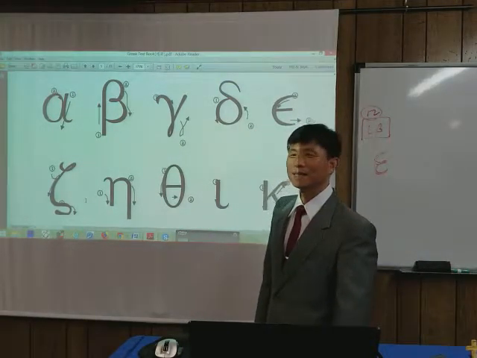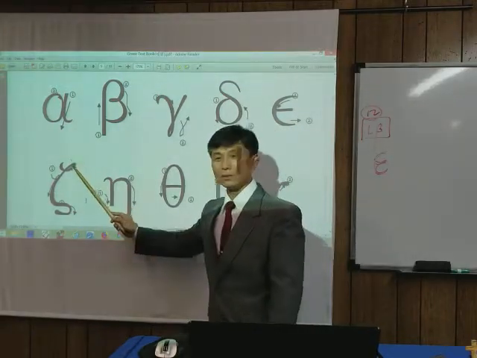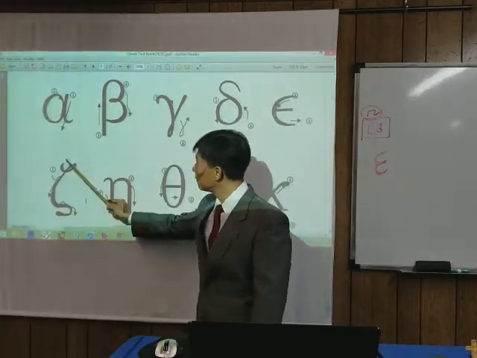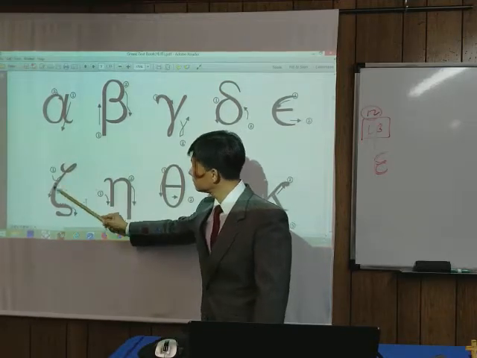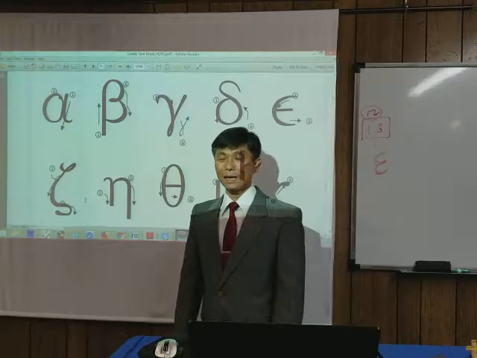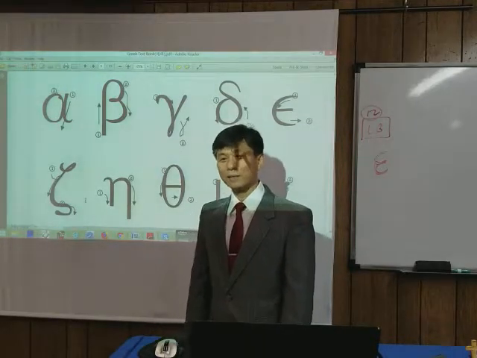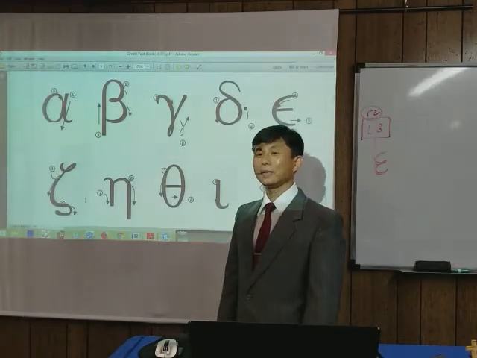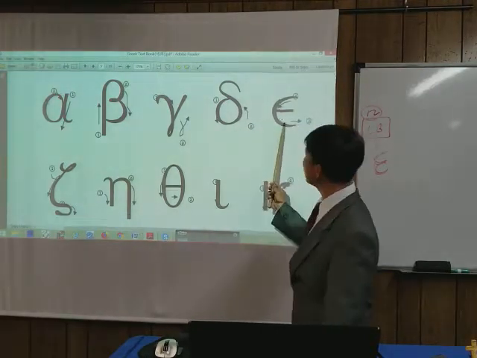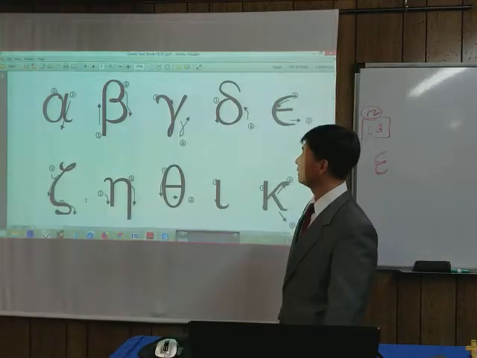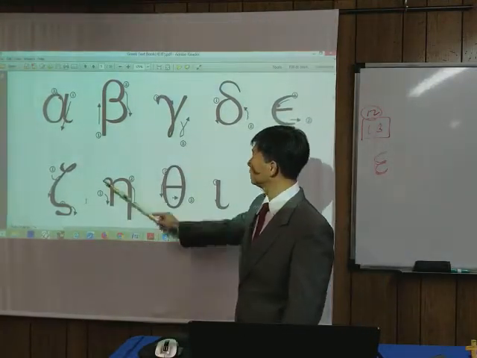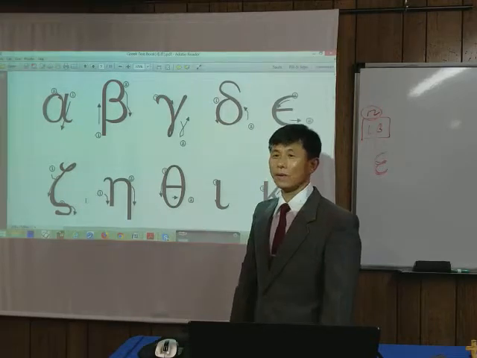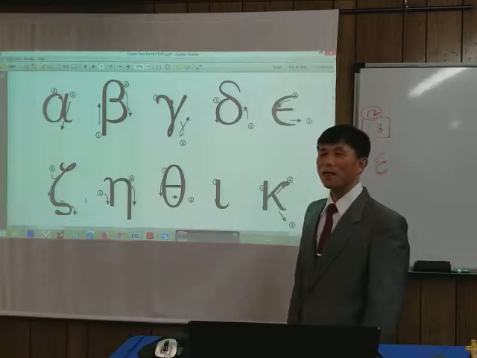The next one is zeta. You need to make one knot here, one, two, coming all the way down. This is zeta, with the English sound Z, like zebra. The next one is eta, with an e sound. Epsilon and eta are both e sounds, the short e and the long e. Writing is one, two.